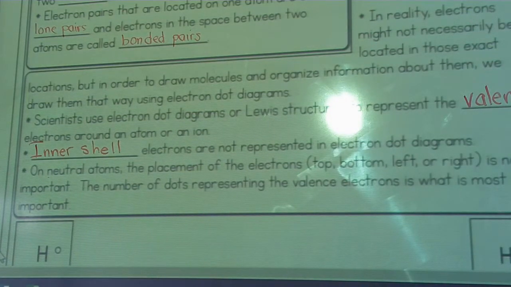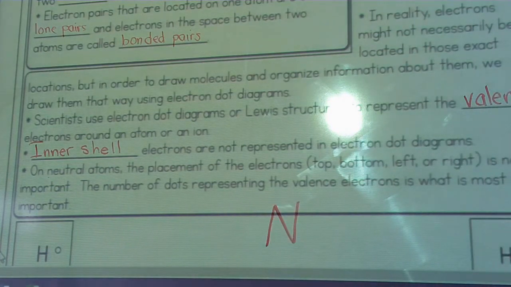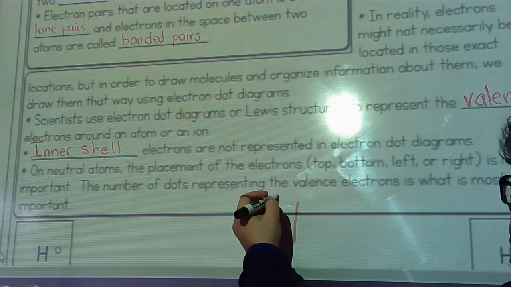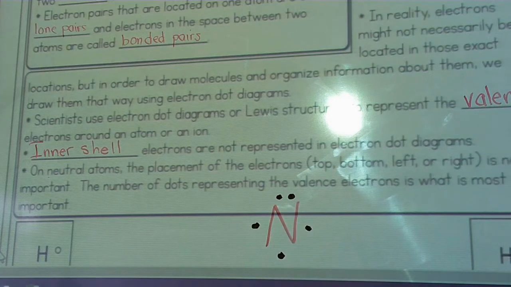Okay. And the last thing we want to say about these: on neutral atoms, the placement of the electrons is not important. What matters is that you get the right number of dots. It doesn't really matter where you put them. So let's look at nitrogen. If you look at your periodic table, it has 5 valence electrons. As long as I put 5, it doesn't really matter. If I want to put 2 here, 1 here, 1 here, and 1 here, that's fine.